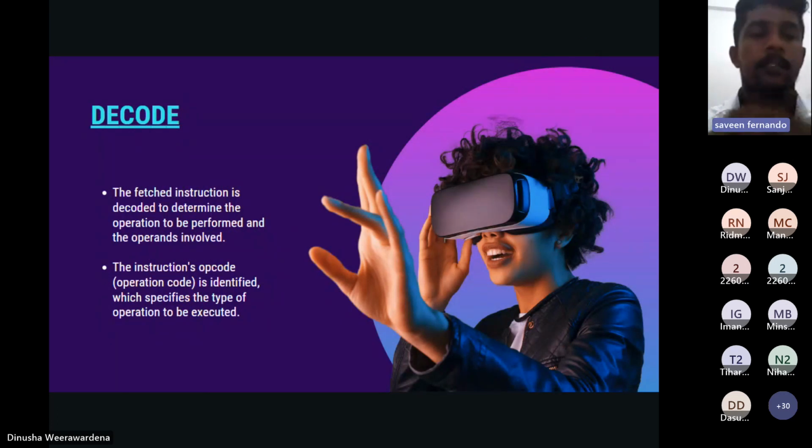Decode. So guys, we have already done the fetching. After fetching the instruction, we move on to the decode step. Here, the fetched instruction is decoded to determine the operation to be performed and the operands involved. We identify the opcode, which specifies the type of operation to be executed. Next slide.